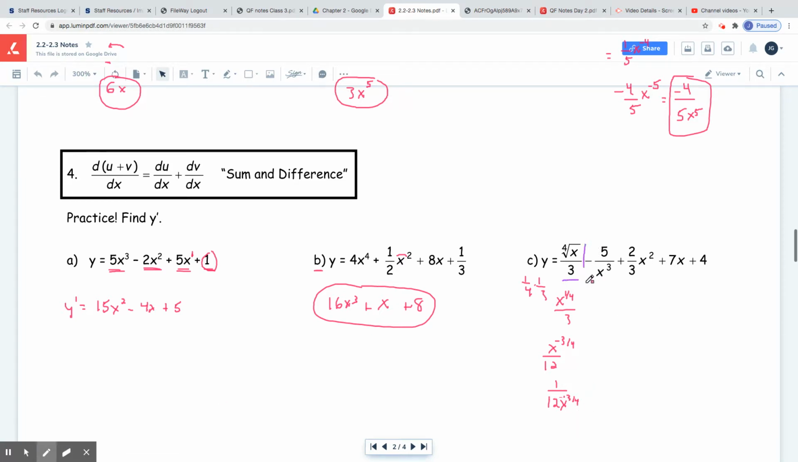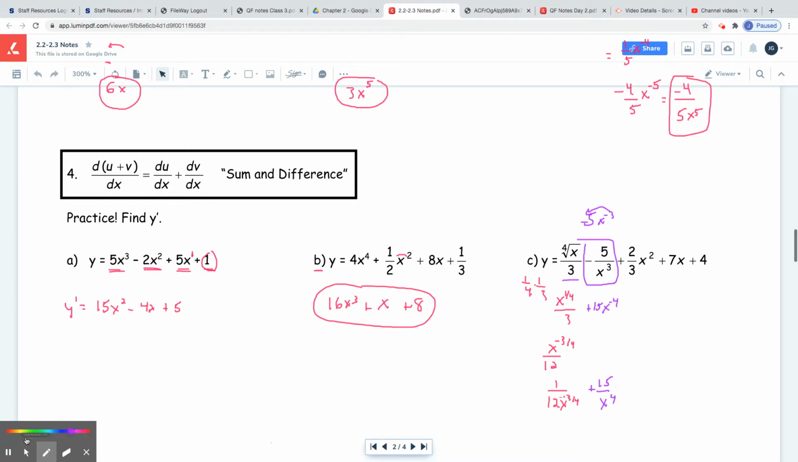Now, this one here, I have to rewrite it as 5x to the negative third. And there's already negative out front. So negative 3 times negative 5 is positive 15. And then it's x to the negative 4th. But I move that to the bottom, and I get plus 15 over x to the 4th.